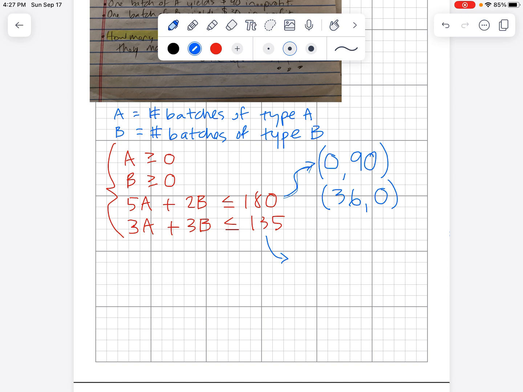And then we'll do the same thing for the next inequality. I'll find my 2 intercepts there as well. Okay, and they're going to be the same. Just cover one of the terms up. For instance, if I want the B-intercept first, when A is 0, I need to divide 135 by 3. And so I get my B-intercept, which would be the same thing. The same thing for the A-intercept.